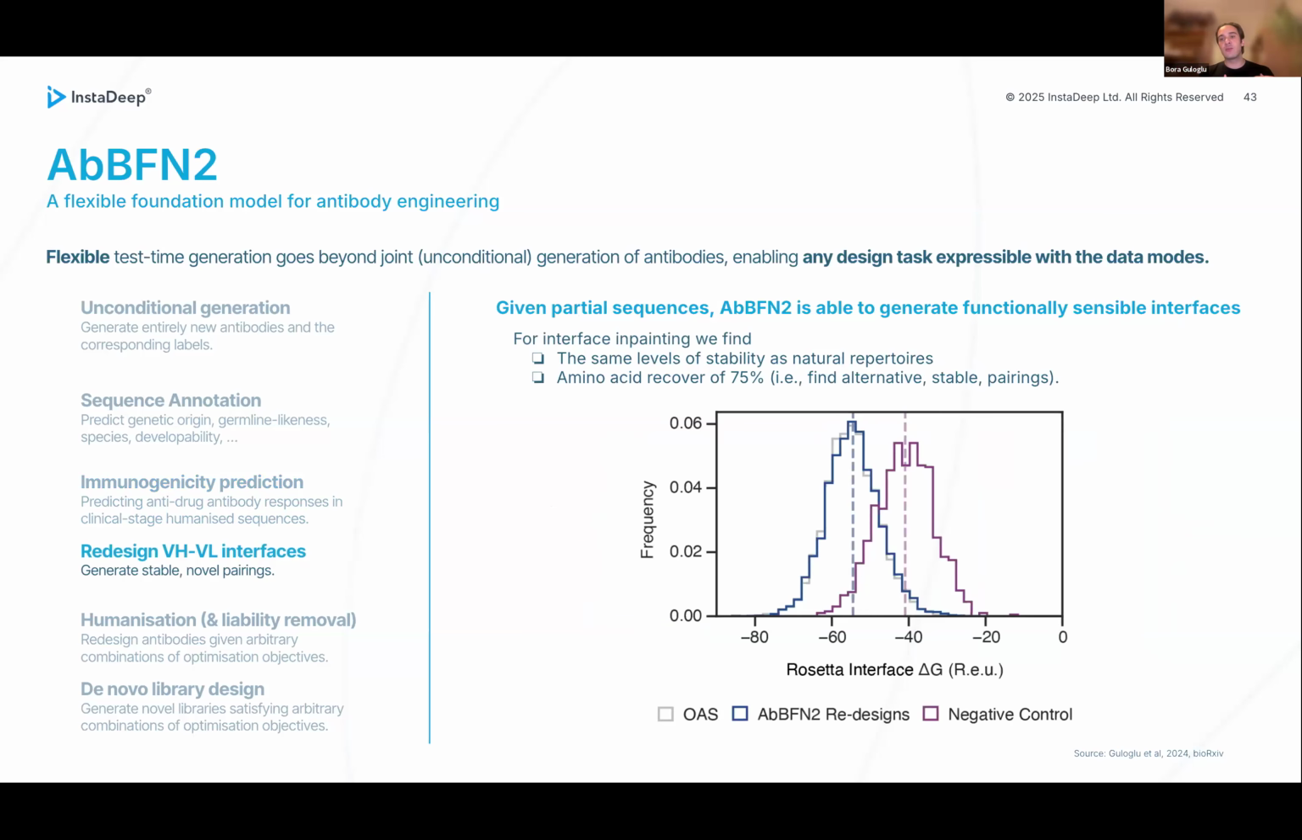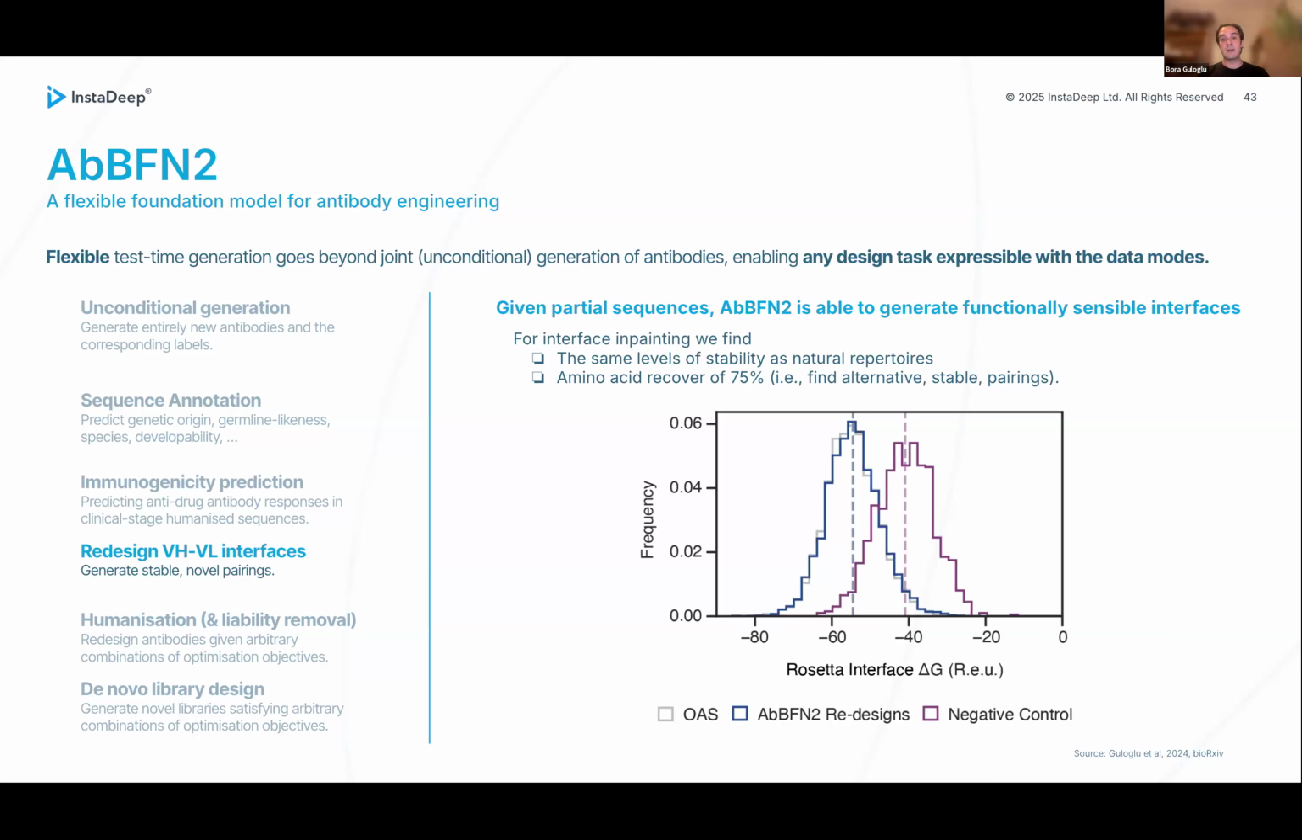But the functional relevance of the learned distribution also goes beyond this. We can look at things like redesigning VH-VL interfaces. This is really important if you want to stabilize an antibody, or if you have a heavy chain and you want to pair it with a different light chain. In this case, what we did was mask out the interface residues. We condition on sequence here, but a partial sequence. We mask out the interface residues and just regenerate those. And we find that the model regenerates them really nicely.